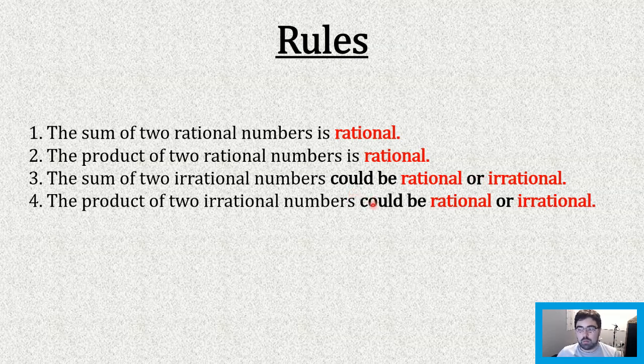So you're going to have to pay a little more attention if you've got irrational numbers involved. Because when you've got irrational numbers involved, it depends on whether or not the radicals simplify. If the radicals don't simplify, it stays irrational. If the radicals do simplify, then it could wind up being rational.